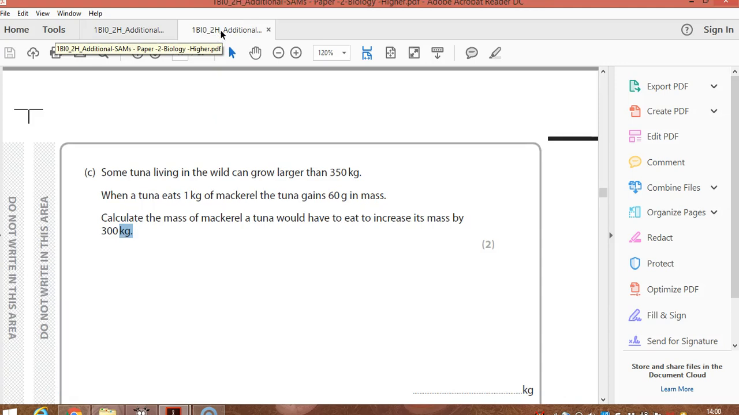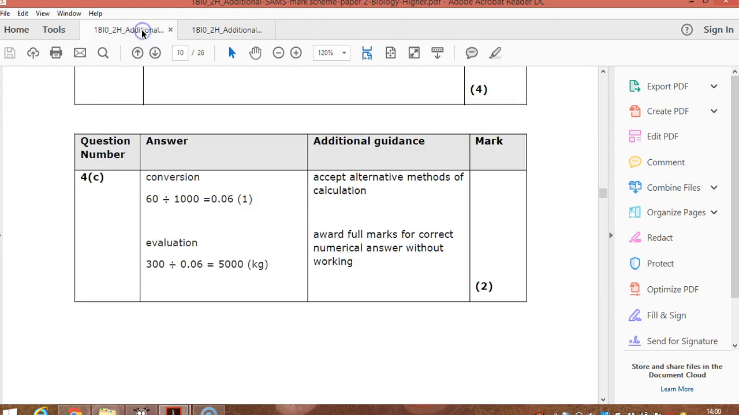So that's what you would have to do. So you'd have to eat 5,000 kilograms of mackerel to increase the mass by 300 kilograms. Yeah, so you just need to remember your SI unit conversions.